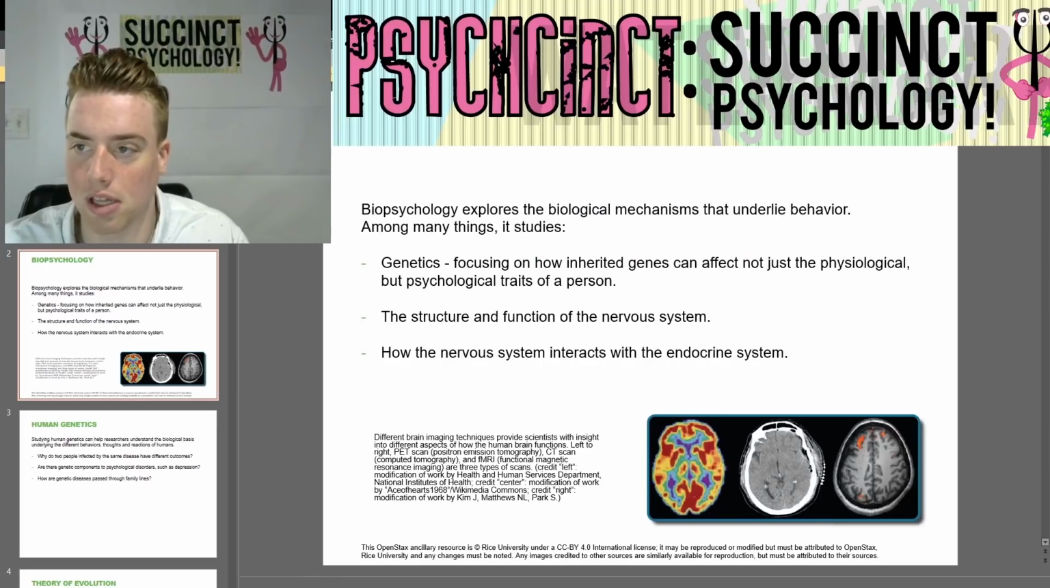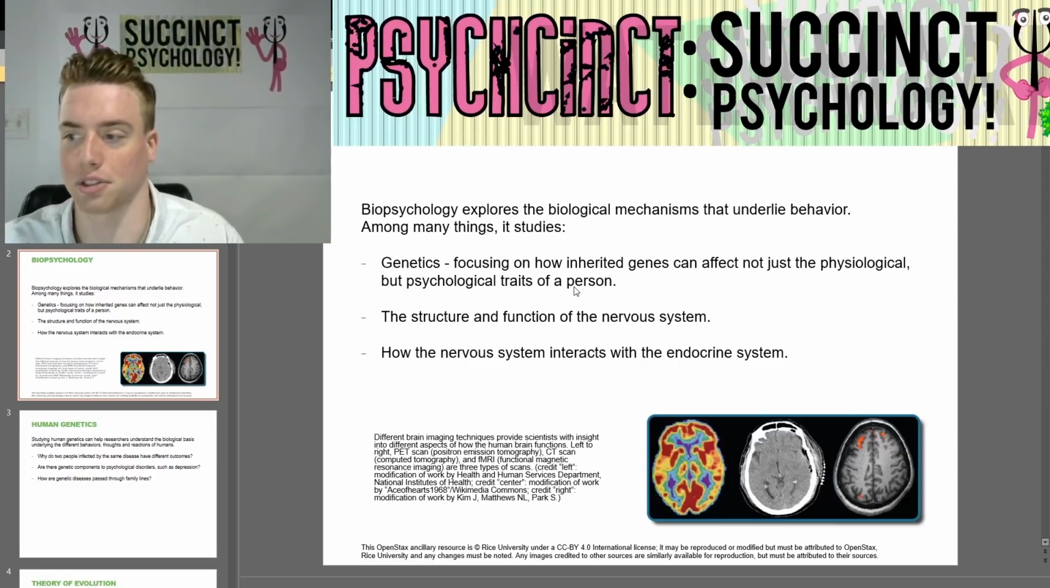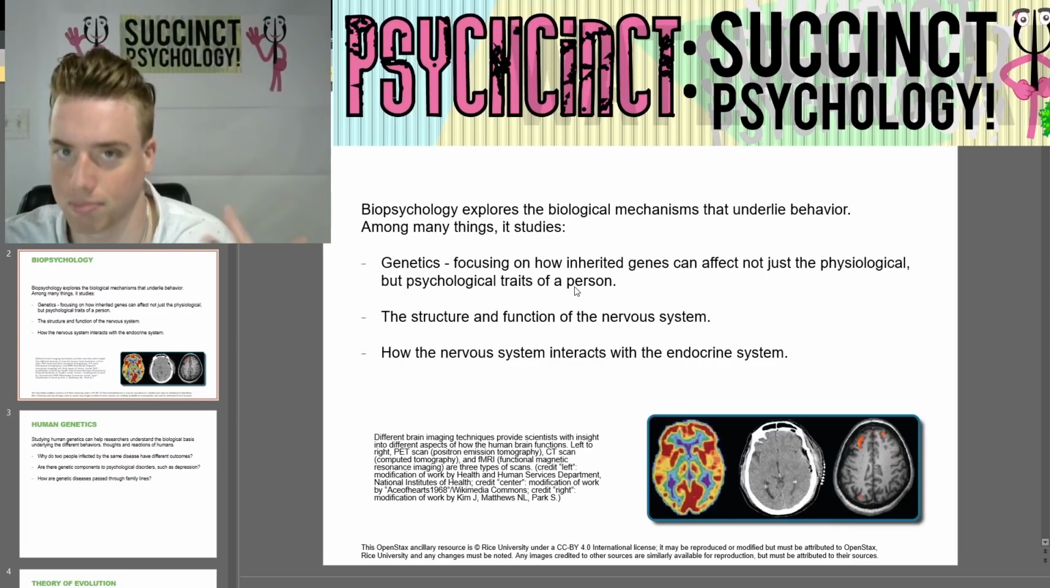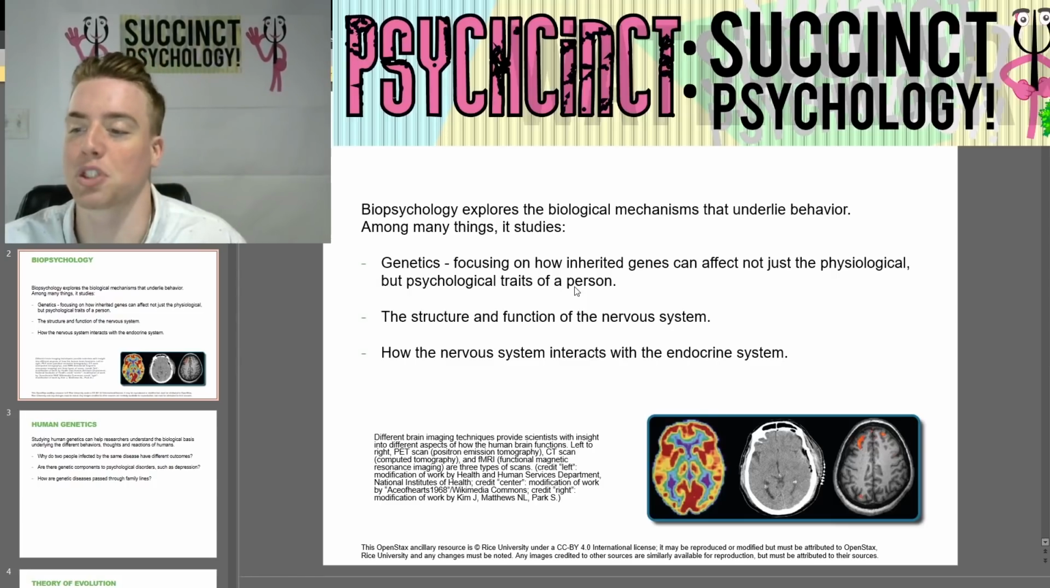So, first slide here, we have biopsychology. That's the unit. Biopsychology explores the biological mechanisms that underlie behavior. Among many things, it studies genetics, focusing on how inherited genes can affect not just the physiological, but psychological traits of a person. So physiological is physical aspects, where psychology is mind. It also studies the structure and function of the nervous system, and how the nervous system interacts with the endocrine system.